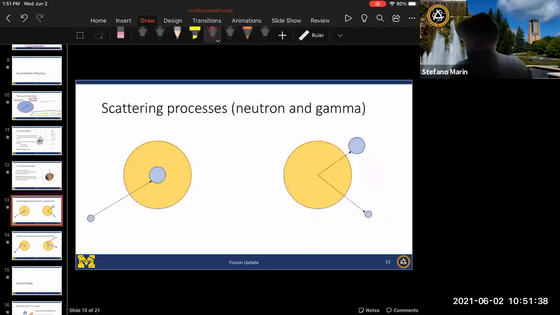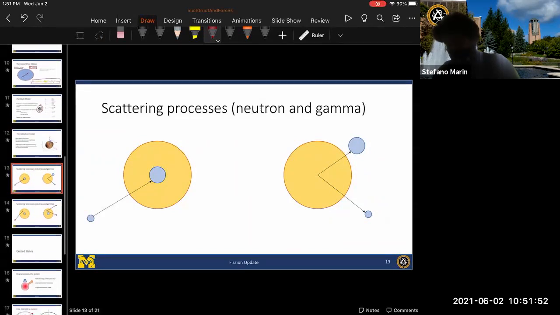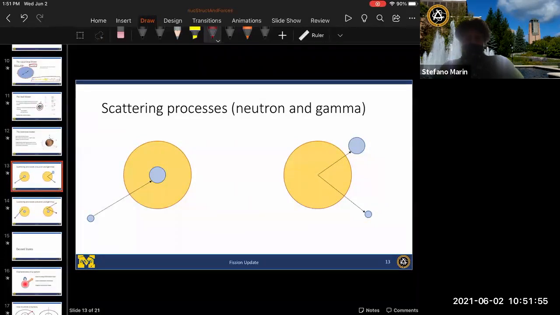Okay. Next, two very quick slides on this. We are just going to explain this, basically as an aside. I didn't really know where to fit these two slides, but I did want to cover them because they're going to be important for the next few things. And these are scattering processes.